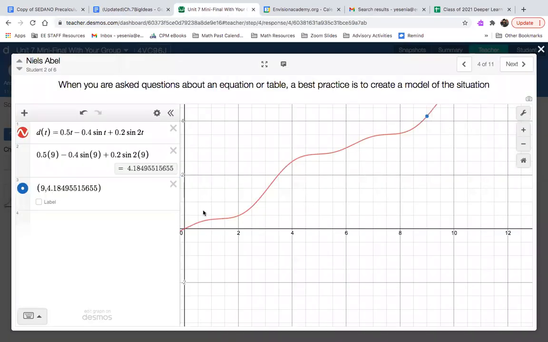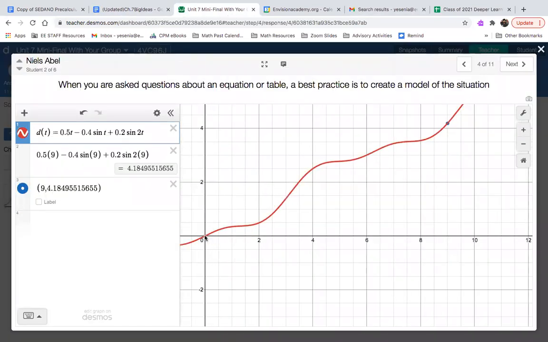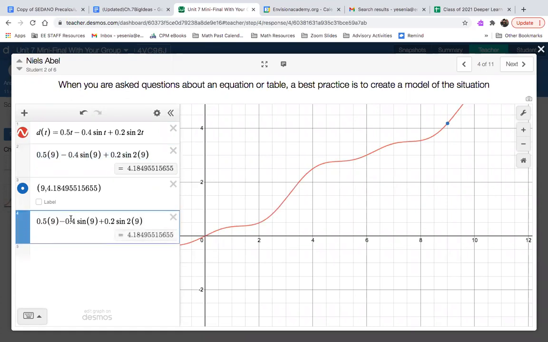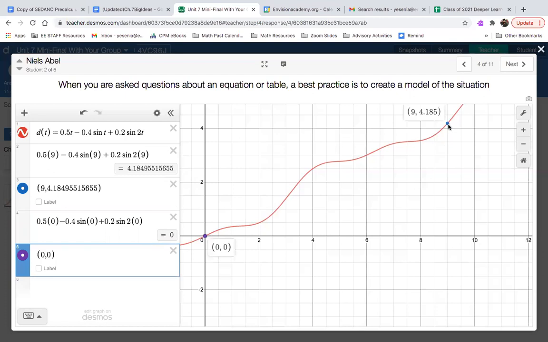So for 0, 0, we actually don't need to plug in. You could if you want, but you can see it right here visually on your graph. If you click on it, it's going to tell you 0, 0. But if you were more interested in plugging in, I could show you. All you would do is go down here in a new column on Desmos and plug in 0, and you'll still get 0, 0 as your output. So you plug in 0, you get 0. So that's 0, 0. That's your start, that's your end time.